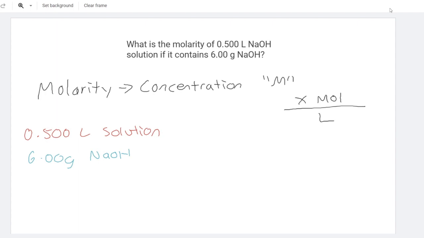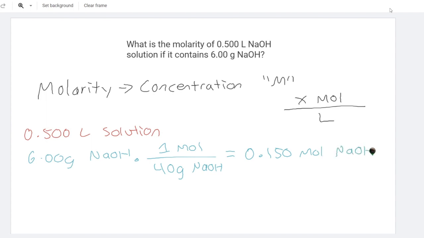We actually have to convert these 6 grams of sodium hydroxide into moles, and if you don't know how to do that, you should check out our video on stoichiometry in the description below. But what we essentially do here is we multiply it by 1 mole for approximately every 40 grams of sodium hydroxide, and we end up with an answer of about 0.150 moles of sodium hydroxide.